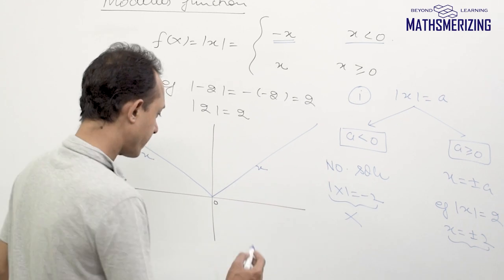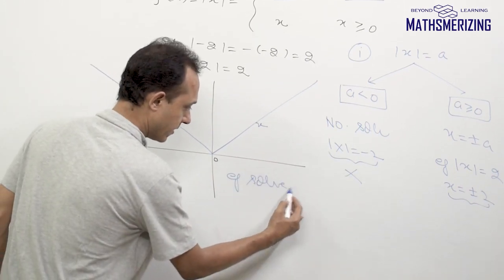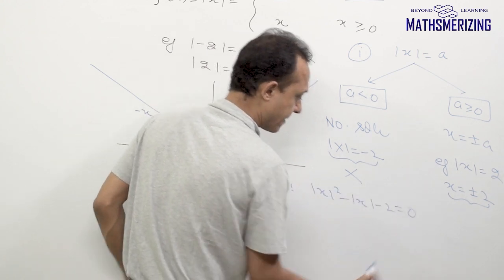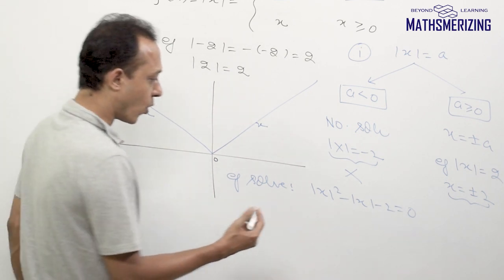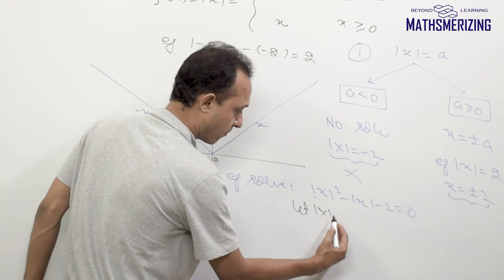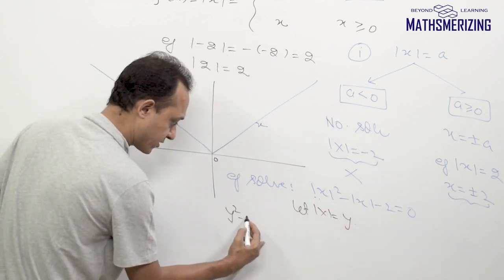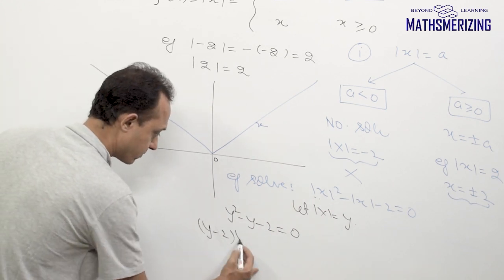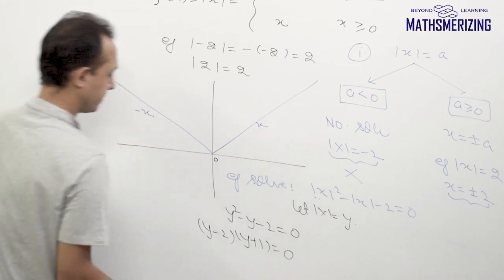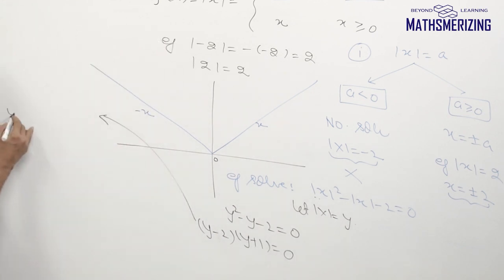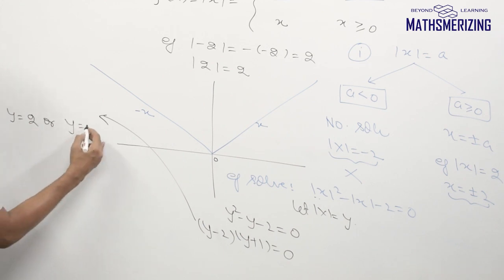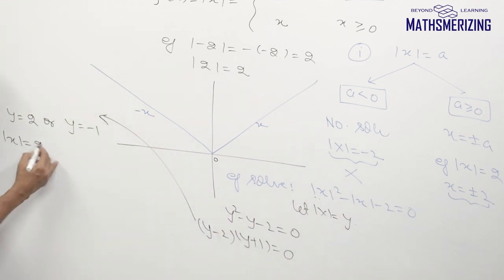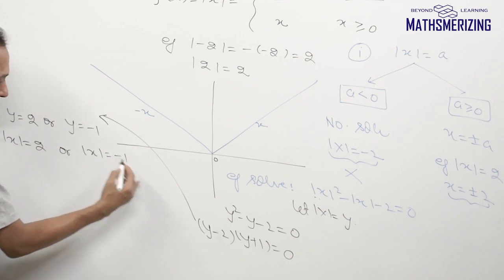Say for example, it says solve mod of x squared minus mod of x minus 2 equals 0. Now it's a quadratic in the modulus function. So what I'll do is, I'll let mod x equal y. So y squared minus y minus 2 equals 0. So if I factorize, I'll get (y minus 2)(y plus 1) equals 0. So I can also write it as either y is 2 or y is minus 1. Now y is mod of x. So I'll write it as mod of x is either 2 or mod of x is minus 1.